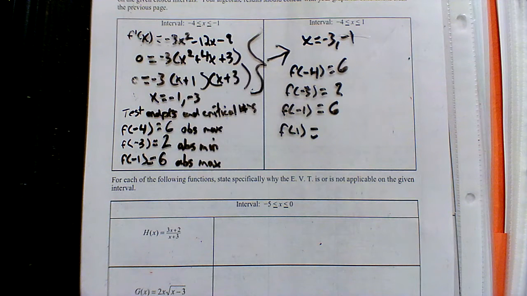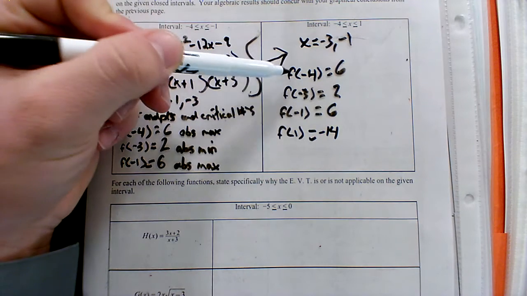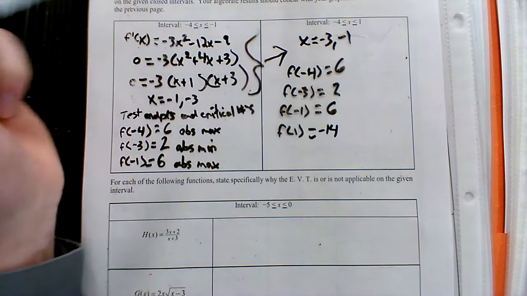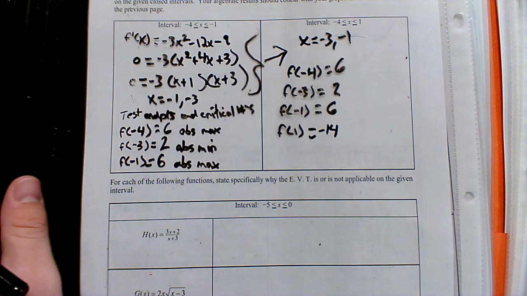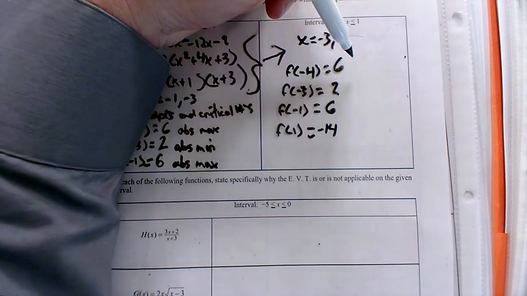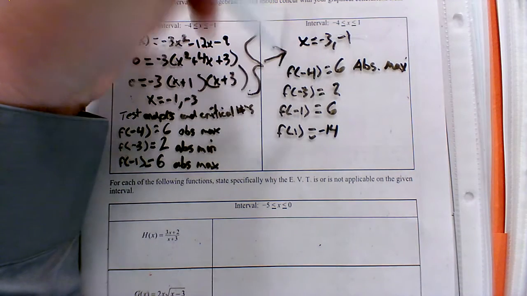Go ahead, Braden. Negative 14. Negative 14. So what do you think we can make about a conclusion on each of these 4? Each of the 4. What would each of them be? So the first one is a what? Absolute. Yes, I agree with that. Absolute max. What about this second one?